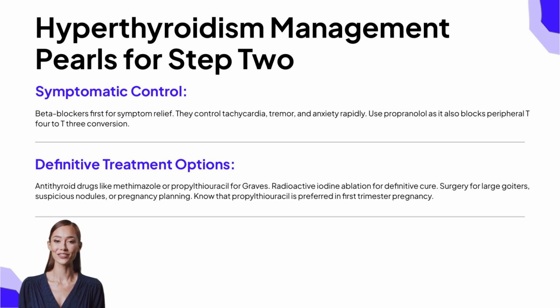After the first trimester, switch to methimazole because of propylthiouracil liver toxicity risk.